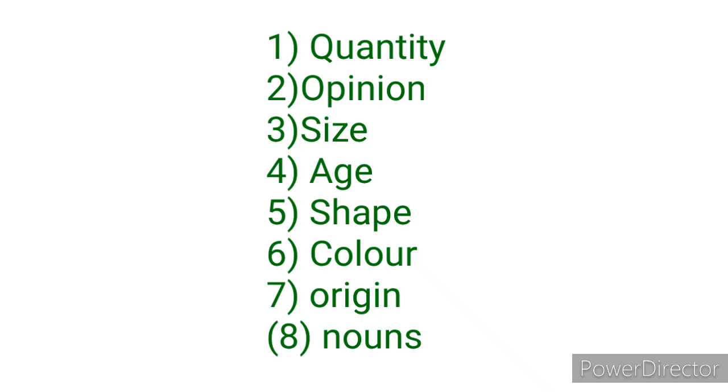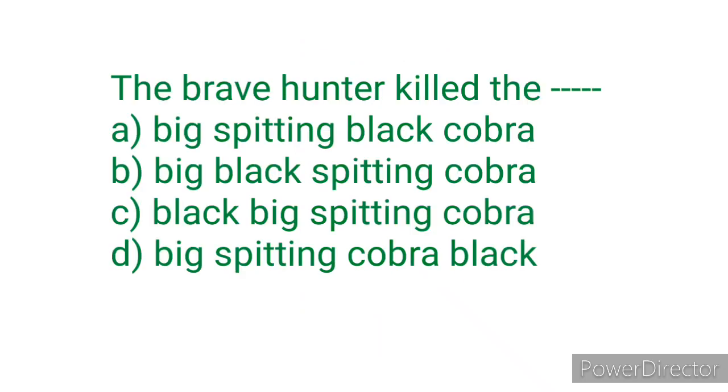Now, let's see another example from 2019 past questions. The brave hunter killed the dash. Option A, a big spitting black cobra. B, big black spitting cobra. C, black big spitting cobra. D, big spitting cobra black.